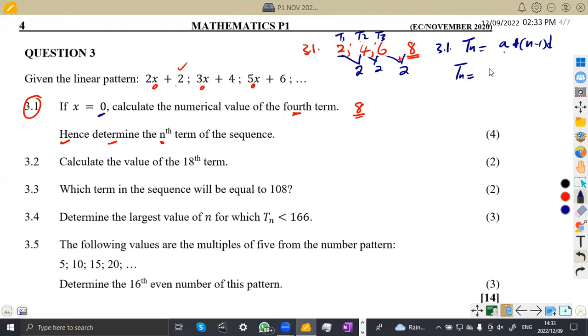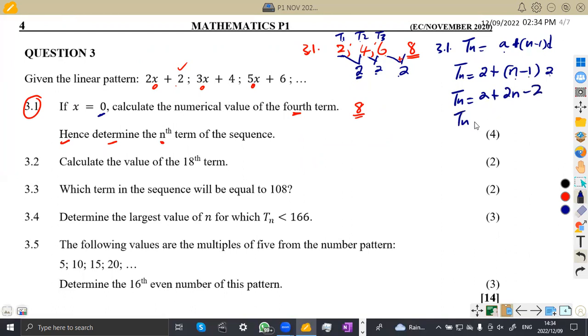So Tn is equivalent to A, which is the first term when x is equal to 0. Our first term is 2. So it's going to be 2 plus n minus 1. Take note, we do not have the value of n. Then D is the common difference, which is 2 throughout, so you multiply by 2. Therefore, your Tn is going to be 2 plus, you can expand brackets, 2 times n, that's 2n, 2 times minus 1, that's minus 2.